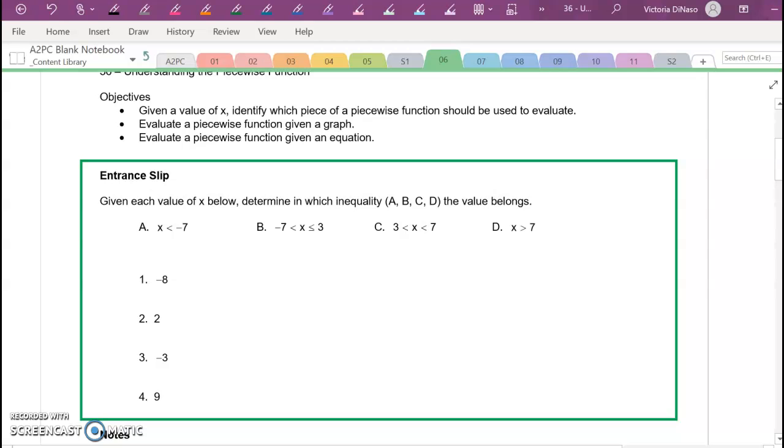I'm going to go ahead and pause this, and pause your screen too, and I'll show you the answers. So you should have gotten A, B, B, D. -8 is smaller than -7. Number 2, the number 2 fits into -7 and 3. It's in between those two. For number 3, -3 also fits in between -7 and 3. And then in number 4, we have the number 9. 9 is larger than 7, so it fits into D.